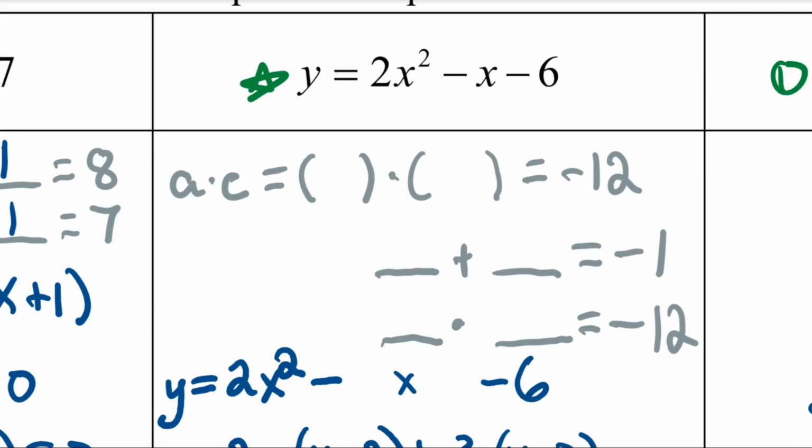Now this one's factored a little differently because we first need to notice that the leading coefficient is not 1. So we need to multiply the a value and the c value, including this negative. So we get 2 times -6 gives me -12. So we need numbers that add up to be the middle term, which is -1, and multiply to be this -12. Numbers that satisfy this condition would be -4 and 3. -4 plus 3 is -1. -4 times 3 is -12.